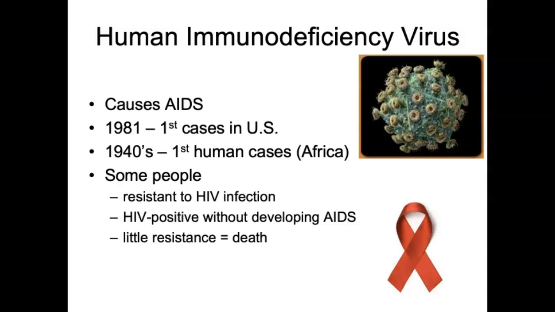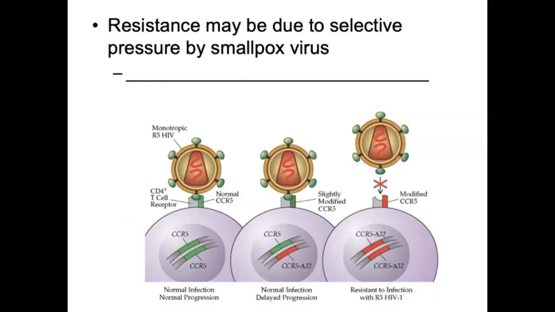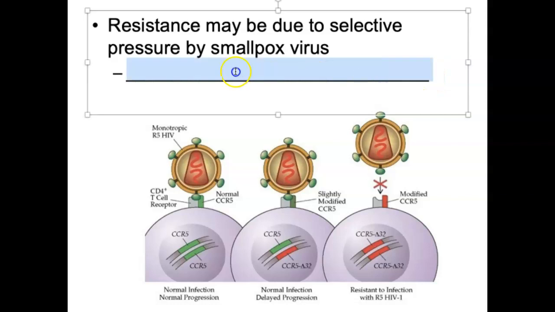Now, what's crazy here is the resistance aspect. It's thought that the resistance to HIV is due to selective pressure that was caused in our ancestors when they were exposed to smallpox. So if you have the genetics for resistance to HIV, go back through your family history. And did you have a family member who got smallpox, survived it, and then passed on the genetics from generation to generation to generation?